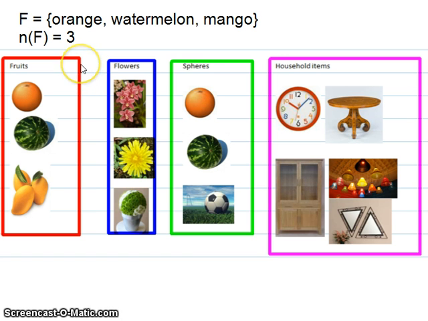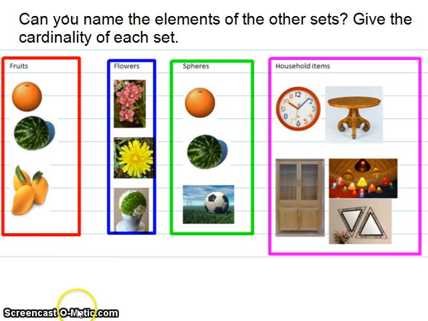So here I would like to name the set of fruits as set F, and the elements of set F are orange, watermelon, and mango. And its cardinality, or the cardinality of F, is 3 because there are 3 elements inside set F. Can you name the elements of the other 3 sets? And can you give the cardinality of each set?